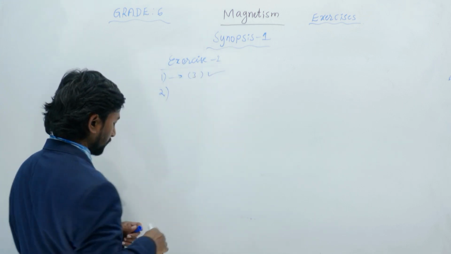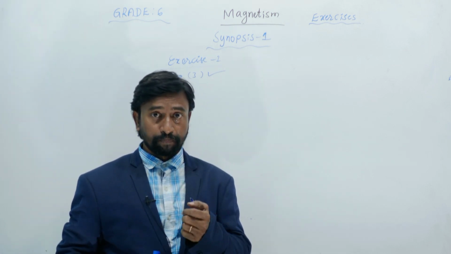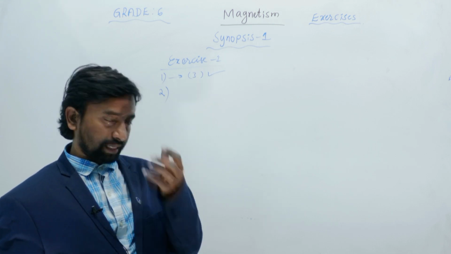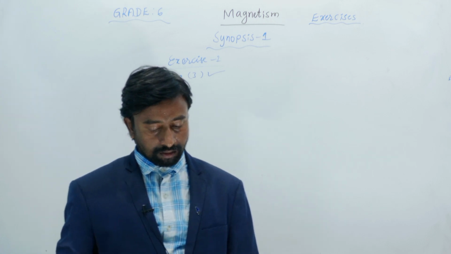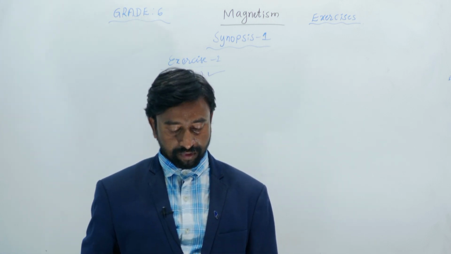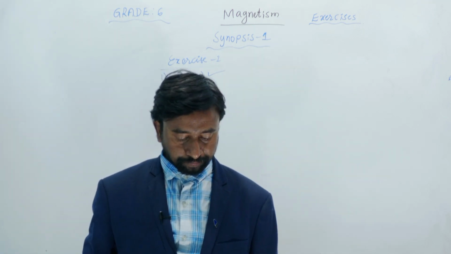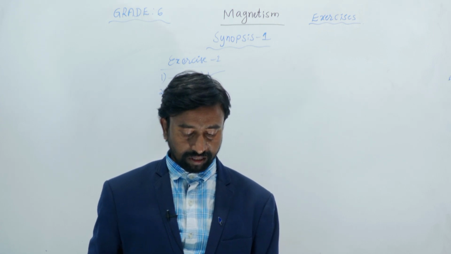Natural magnets, like magnetite and lodestone, are brittle in nature. It means if force is applied on them, they will break like crystals, they will shatter like a crystal, and they have weak magnetic strength. So both are correct. So 1 and 2, option 3, is correct.